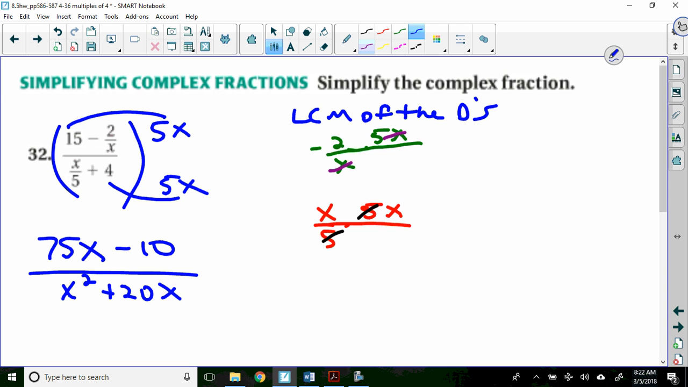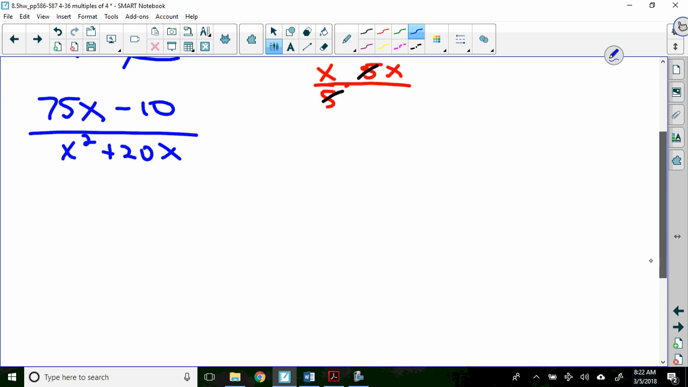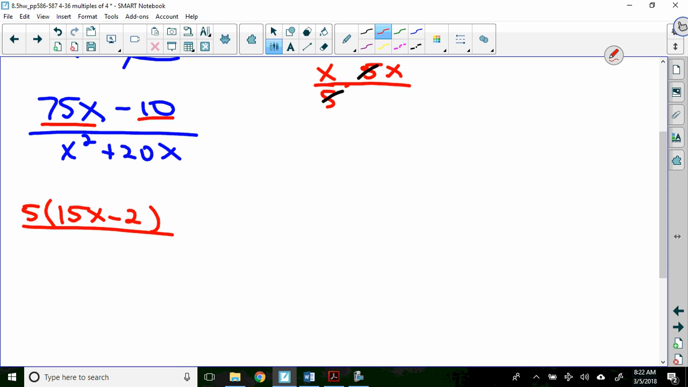So it's always best to try to factor because maybe something might cancel. So if we factored this, 75 and 10 are both divisible by 5. That's 5 times 15x minus 2. In the denominator, we could factor an x out. And nothing really cancels, so that's the best we can do. And that's okay. So far, so good? All right.